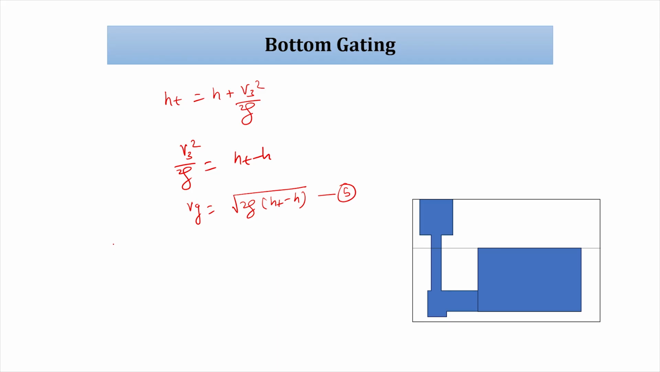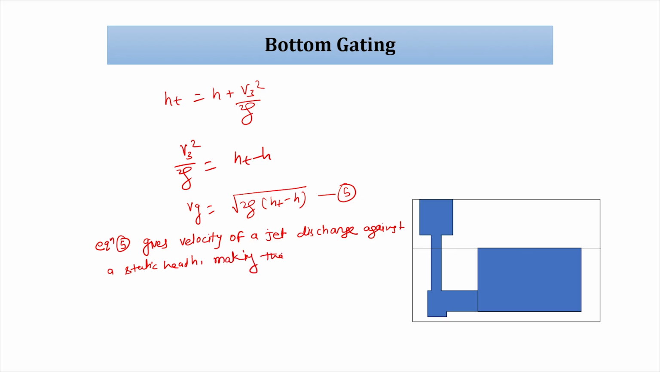Equation number 5. Equation 5 gives the velocity of a jet discharge as against a static head H, making the effective head as Ht minus H. What is happening?